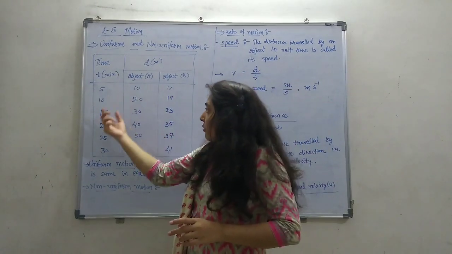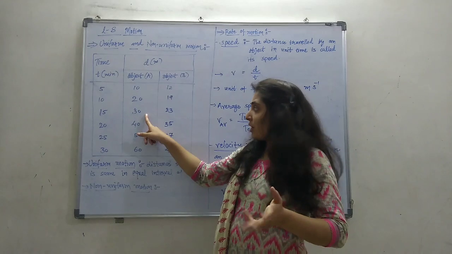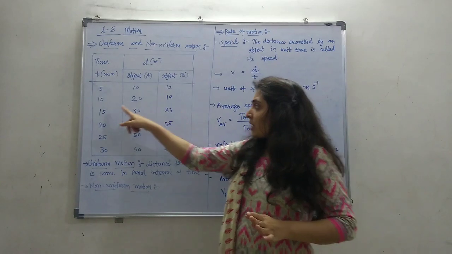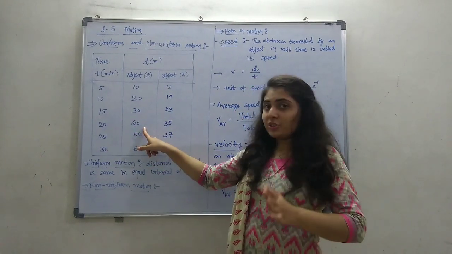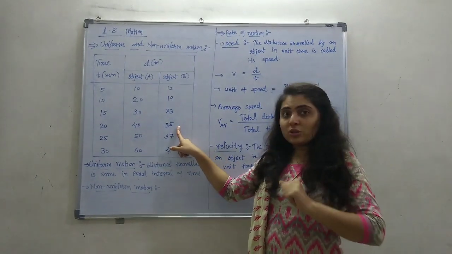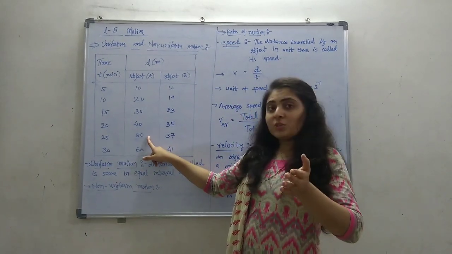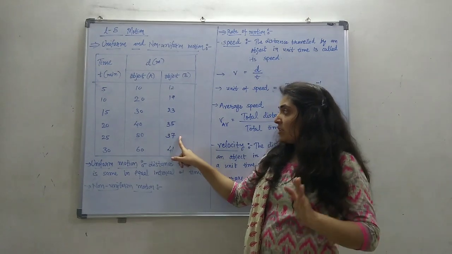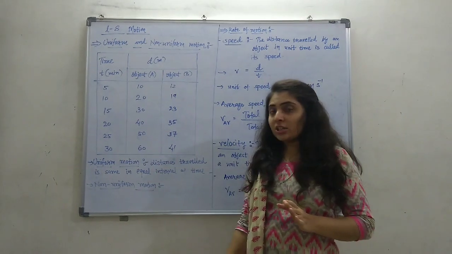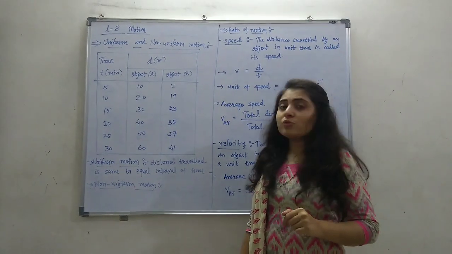Now, in the next 5 minutes, object A has traveled 30 meter and object B is reaching 23 meter. In the next 5 minutes, object A is reaching 40 meter distance and object B is reaching 35 meter distance. In another 5 minutes, object A is reaching 50 meter and object B is reaching 37 meter. In the next 5 minutes, that is at t equal to 30 minutes, object A reaches 60 meter and object B reaches 41 meter.